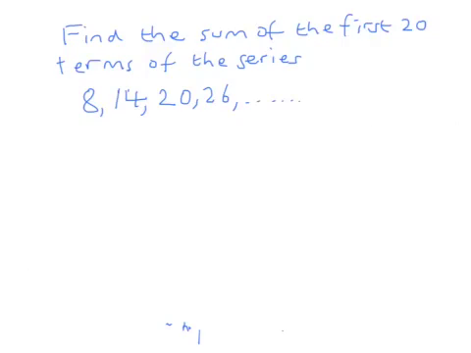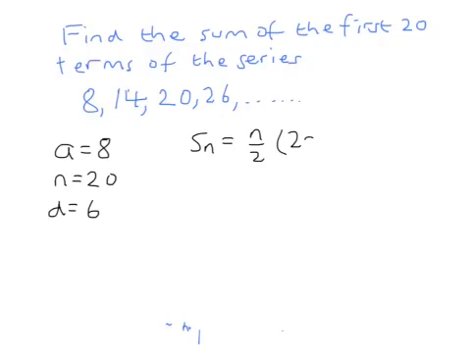So finally, here's an example. Find the sum of the first 20 terms of this series. What's A, the first term? What's n? N is the number of terms, and that's 20 in this case. And what's D? Well, it's going up by 6 each time, so D equals 6. The formula for Sn, the sum, is n over 2, times 2A plus (n minus 1)D.